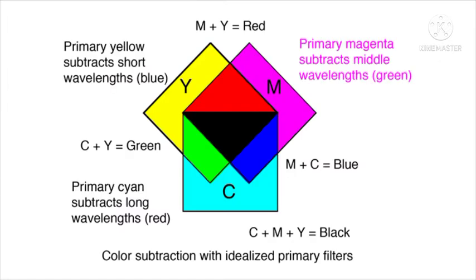In this table, we see that it is different now because the secondary colors are mixed to produce a primary color. Cyan plus yellow is equal to green. Magenta and yellow is equal to red. And magenta plus cyan is equal to blue. The primary yellow subtracts short wavelengths, leaving red and green; the primary magenta subtracts middle wavelengths; and the primary cyan subtracts long wavelengths, which is red.